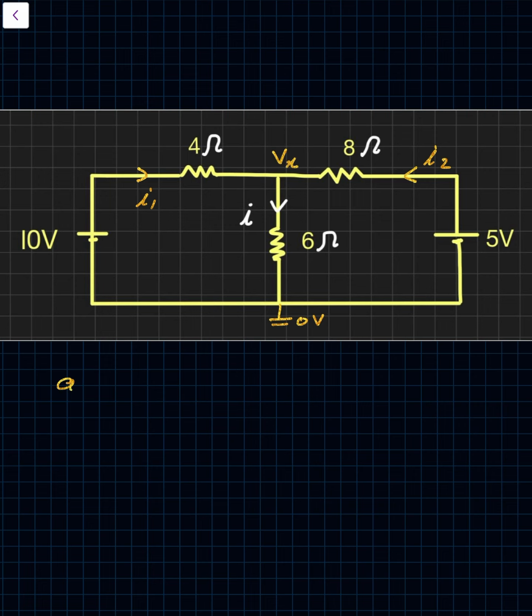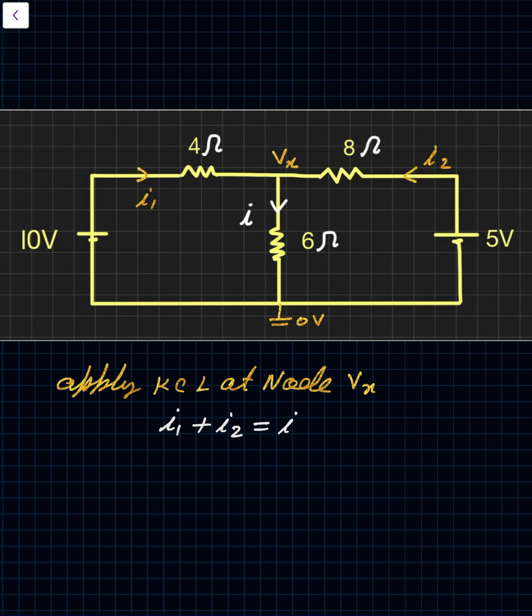So, apply KCL at node Vx. Then you can say that incoming current I1 plus I2, outgoing current, this is equal to I. Sum of incoming current is equal to sum of outgoing current. So, incoming current is I1 plus I2, this is equal to I.